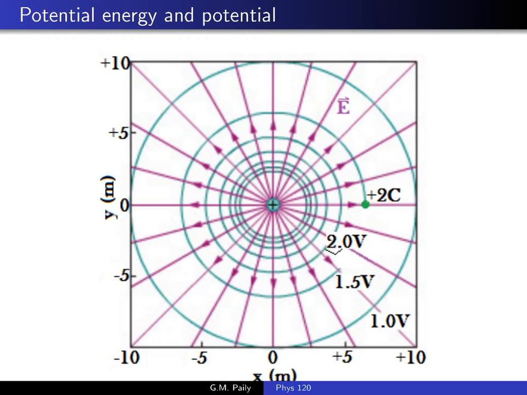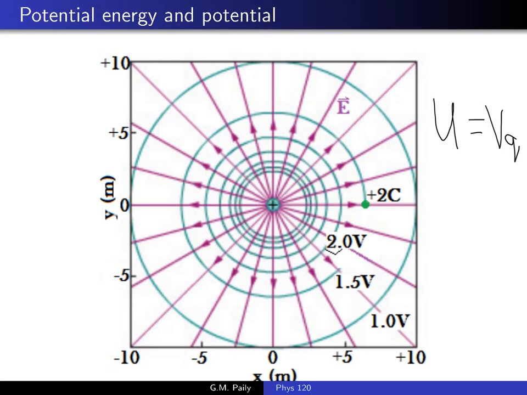Let us now bring in a test charge. This test charge is right now on the 1.5 volt equipotential. Using U equals VQ, we can find the potential energy. The test charge is plus 2 coulombs, and the potential is 1.5 volts, which gives us potential energy of 3 joules.